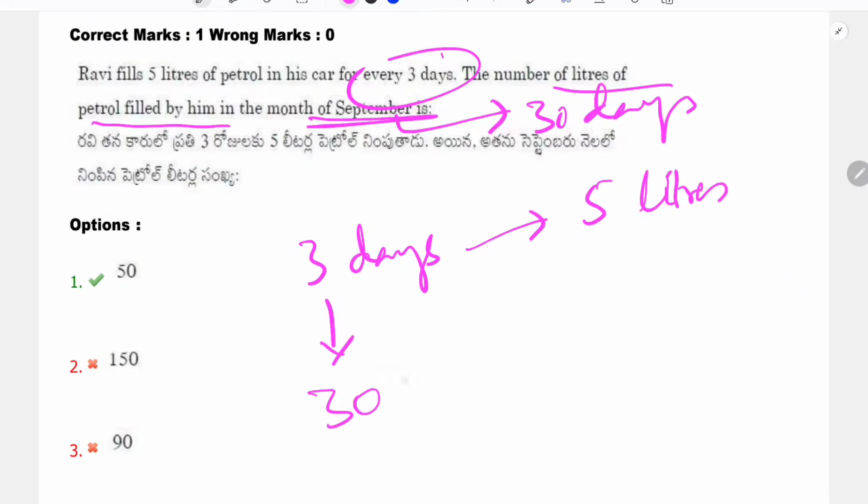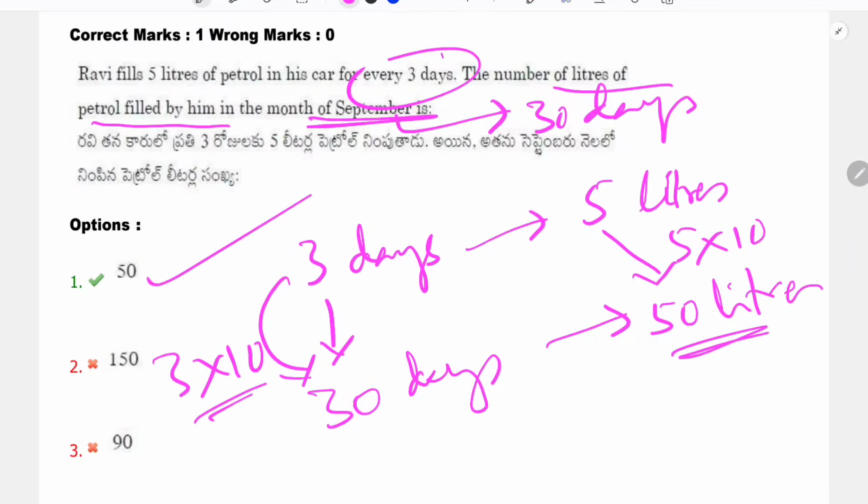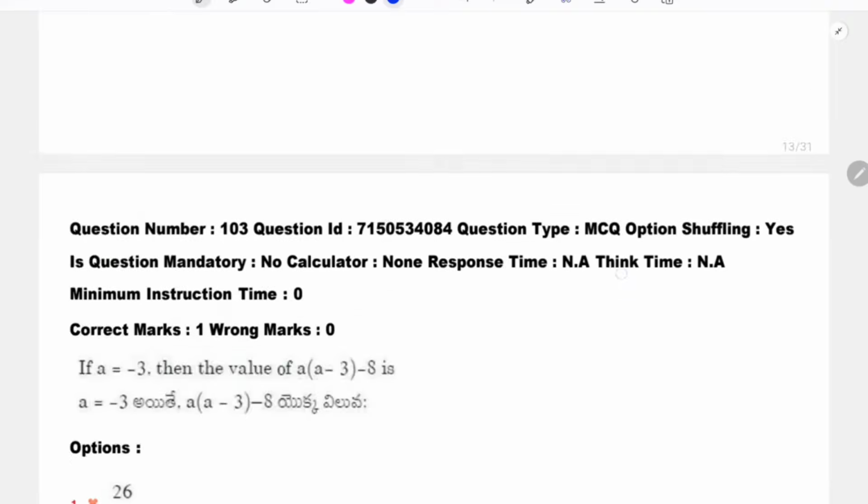So September means 30 days. Very simple. How do you get from 3 to 30? 3 multiplied by 10. So this is also 5 multiplied by 10. So how many liters? 50 liters. That's all. Right. So the correct answer is 50 liters. So we have done with this also.